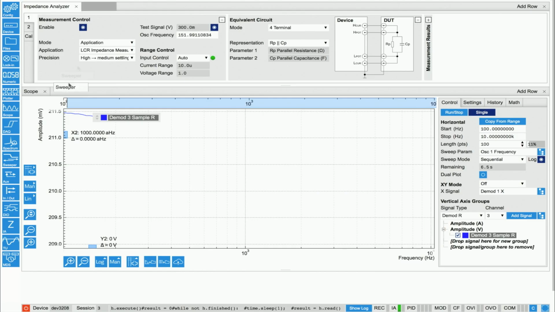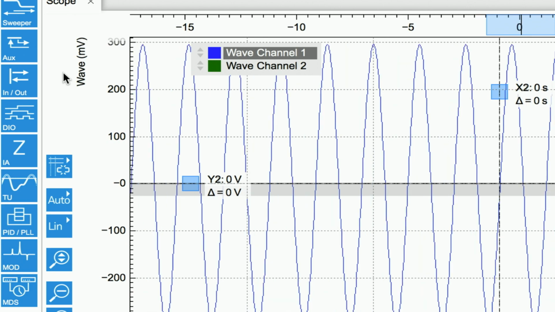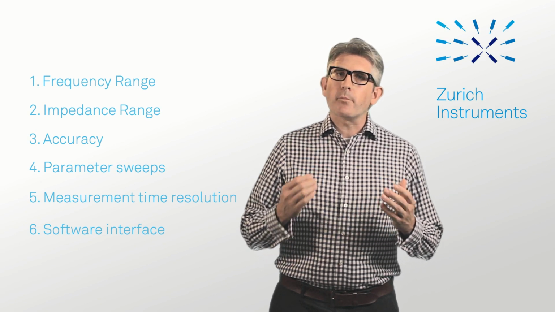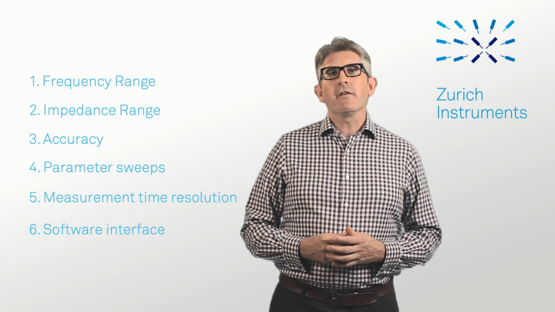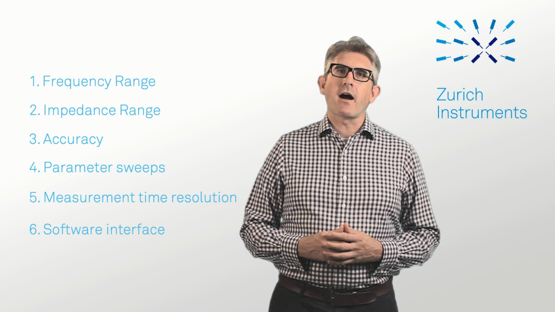The user interface should be easy to use and grow with time as new features are added, ensuring a long instrument lifetime. There you have it. These 6 aspects will help you choose an impedance analyzer that best matches all of your requirements and costs you least in time and effort.